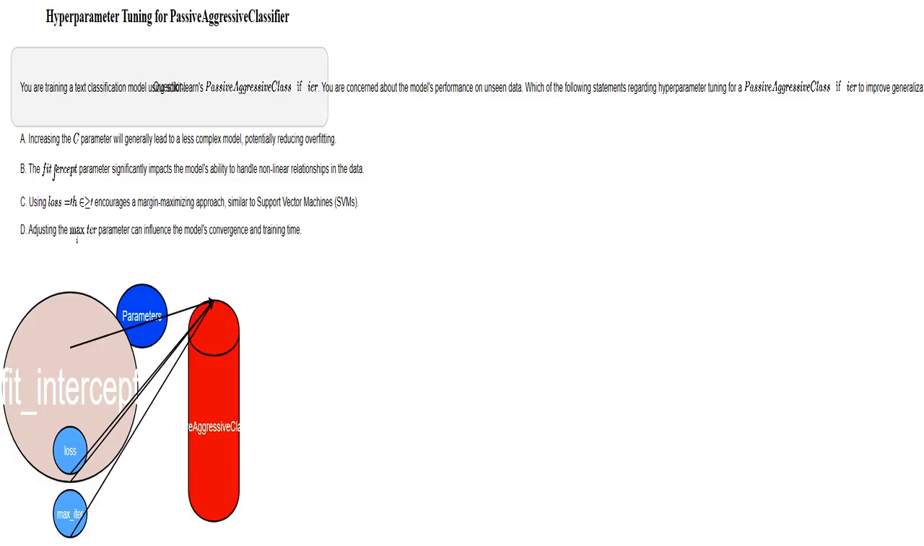Think of the intercept as adjusting the starting point of a line. It's crucial for accuracy, but it doesn't magically handle nonlinear relationships. PassiveAggressiveClassifier is inherently linear. To handle nonlinearity, you'd need a different type of model. It's all about choosing the right tools for the job.